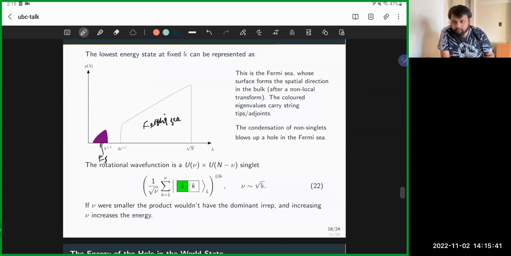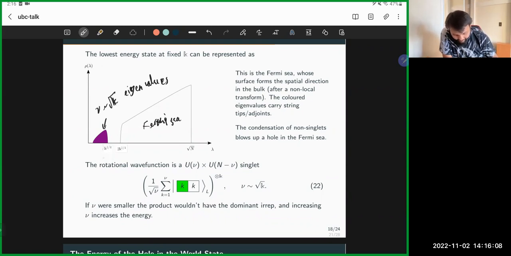And we call it a hole in the world because the Fermi sea, in some sense, forms the spatial direction of Liouville, of the bulk theory, up to a non-local transformation. Good. And this little bit has nu of order root k eigenvalues. So because there's nu of order root k eigenvalues, the edge is at lambda equals k to the 1/4, because there's a square root between the eigenvalue number and the eigenvalue itself.